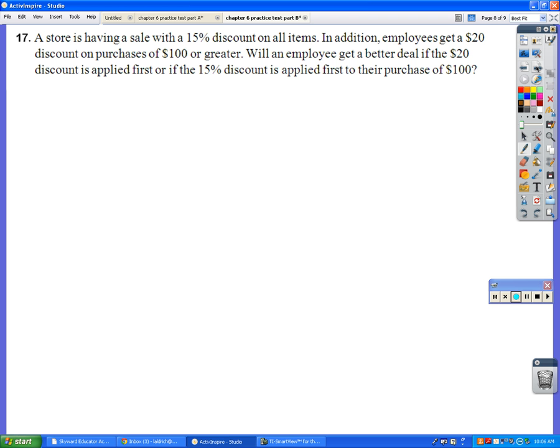15%. Right, you want to do the percent first because you're going to take the percent discount off of a bigger number, so you will save more money. Okay? Save more money.